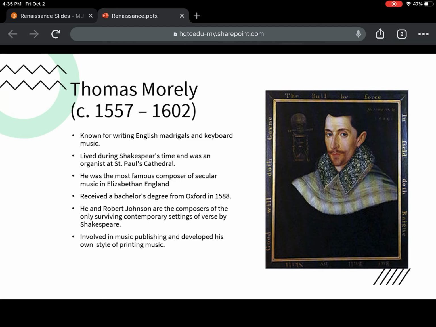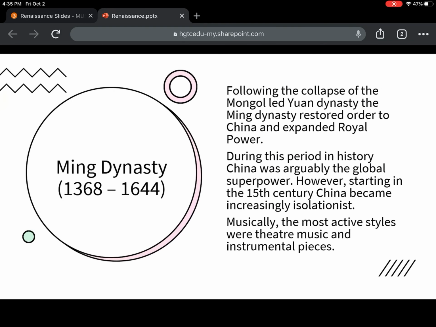He was also involved in music publishing, which, as I mentioned, was kind of a new thing at the time, this idea of publishing music and putting out copies of music. This was quite the endeavor. And he is noted for developing his own style of printing music.